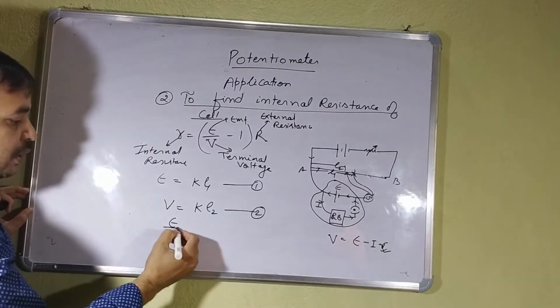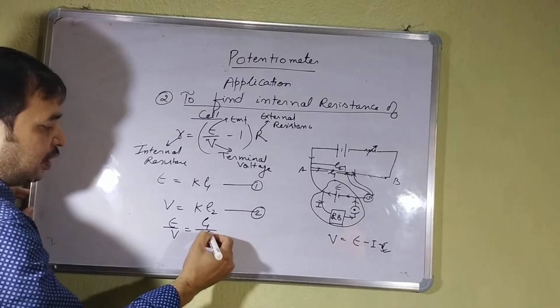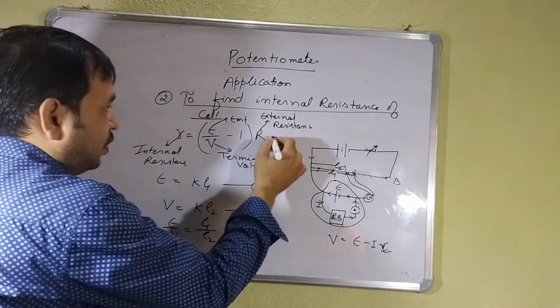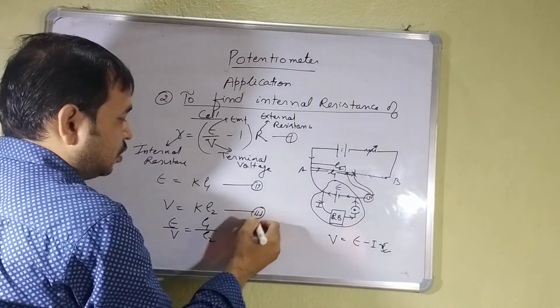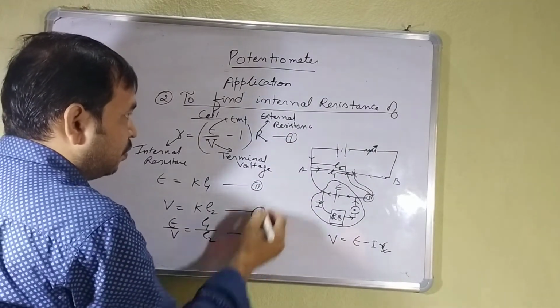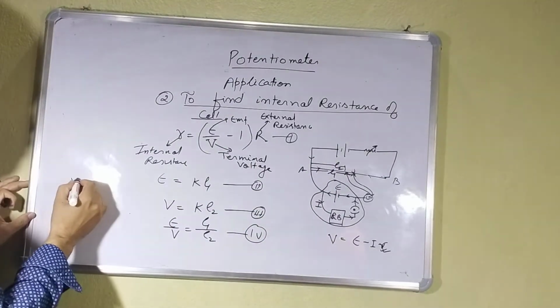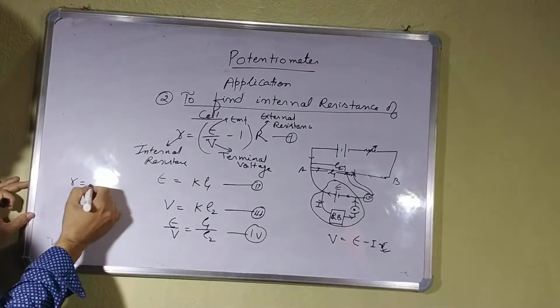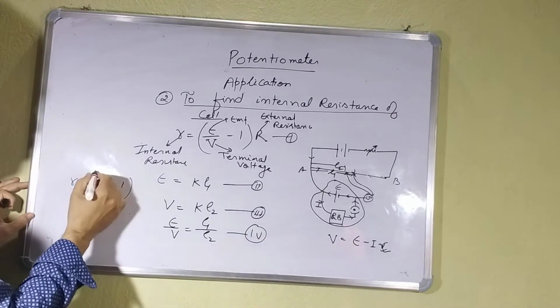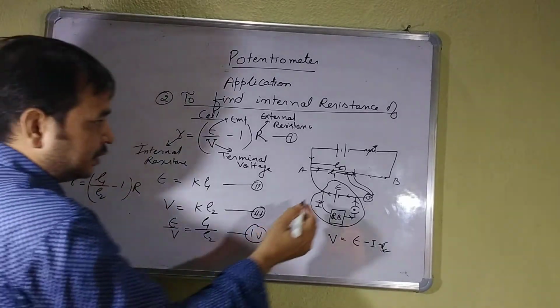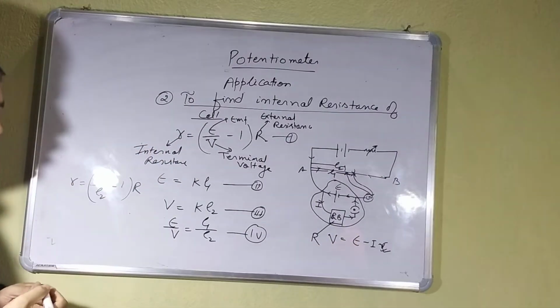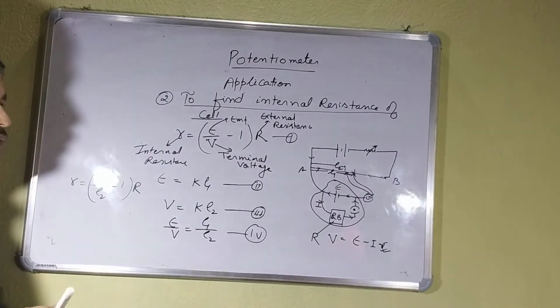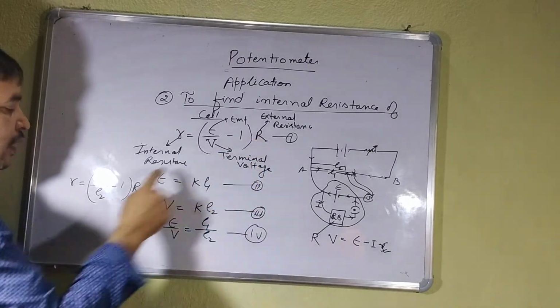So what is E by V? L1 by L2. So if you put here the formula 1, 2, 3, 4, if you put 4 in 1, you will get the formula (L1 by L2 minus 1) into R. R is this resistance which you are taking from here. The resistance which you will take out from the resistance box, you have to put the value here.